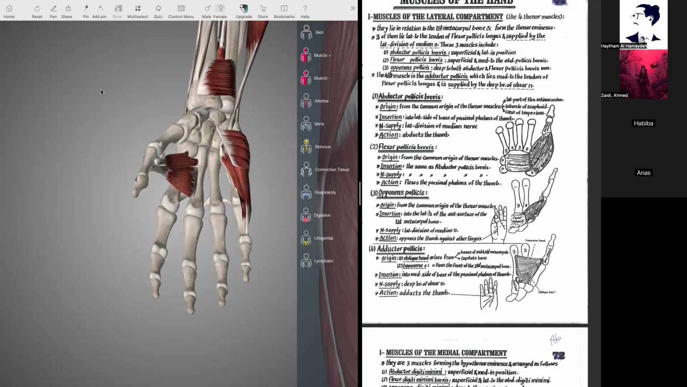Flexor pollicis brevis, which is the second one, with flexor pollicis longus. And then the third is opponens pollicis. And then there's one more. It was called abductor pollicis of the thumb, okay? Abductor pollicis brevis, of course.